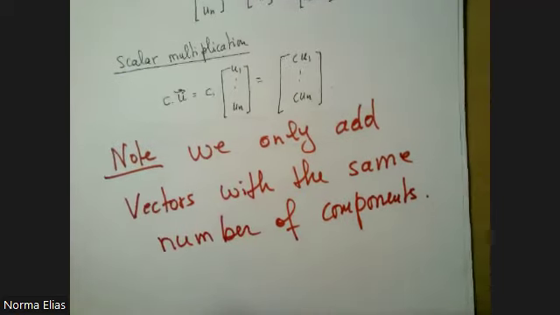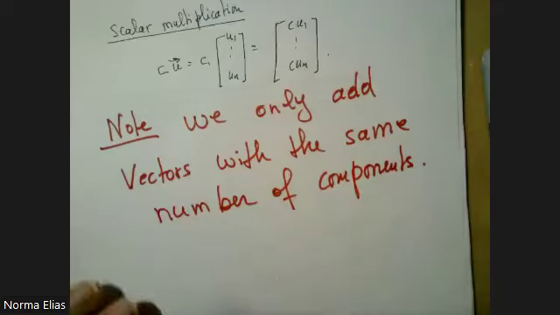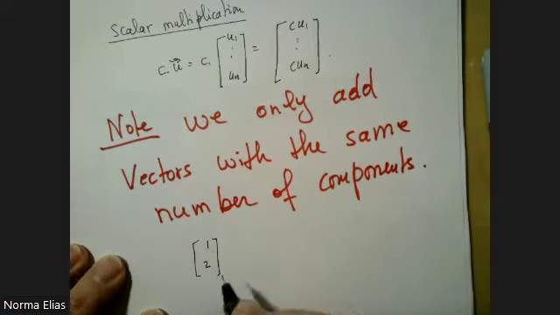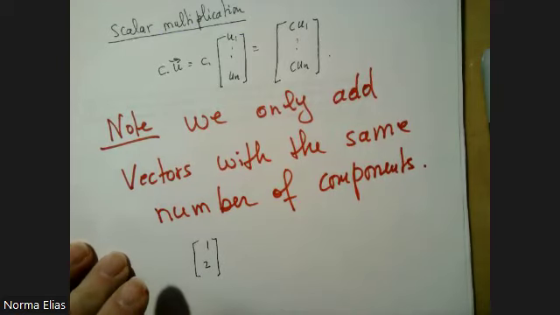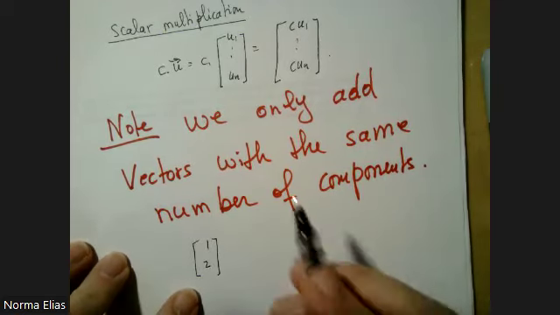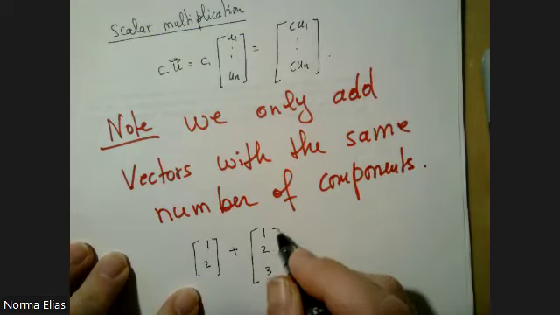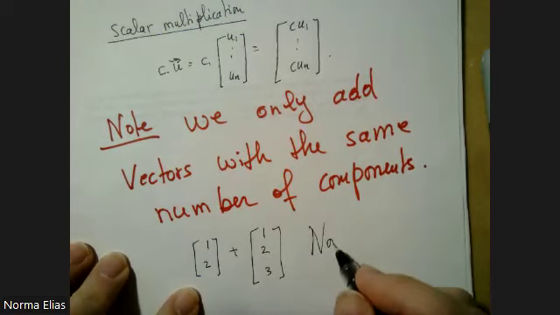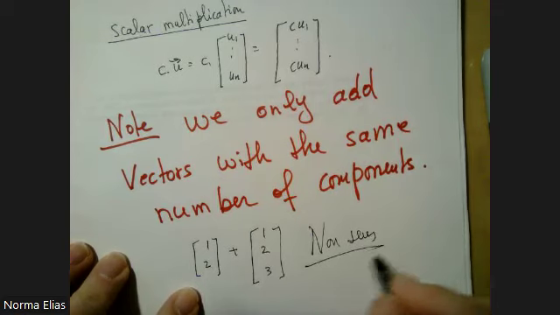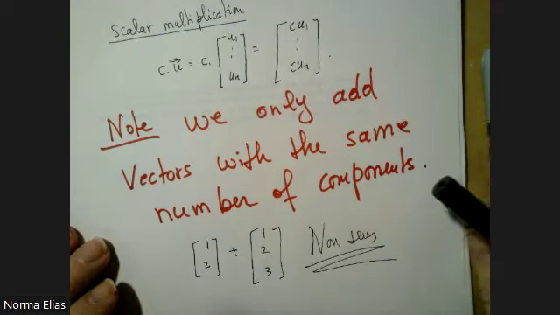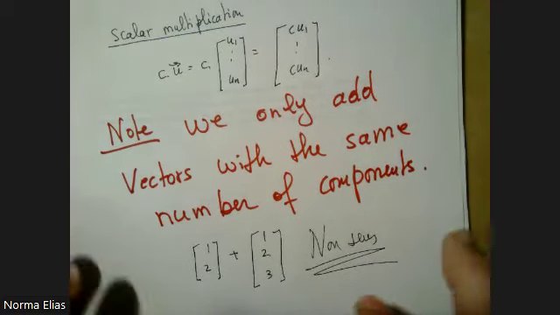of component. It means the following is nonsense. The following is nonsense. So (1, 2), that's a vector in R2 because this is a list of two numbers, plus (1, 2, 3). This is absolute nonsense. Okay, so we only add vectors if they have the same number of entries.